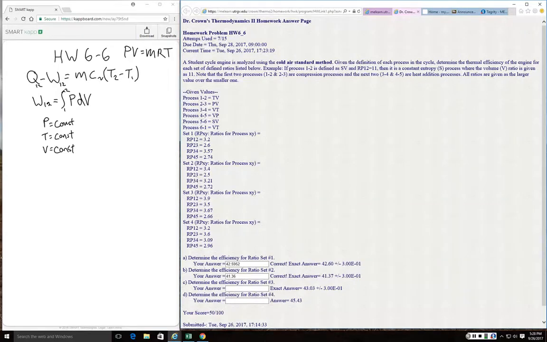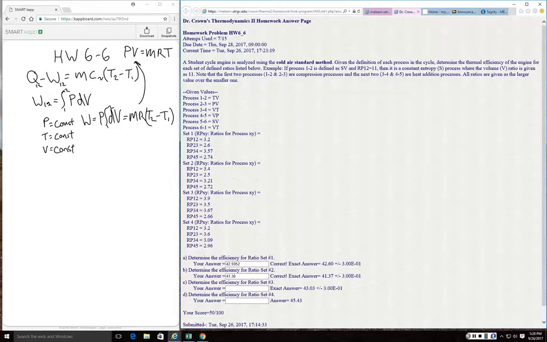Then the pressure could come outside the integral. So I have P integral dV, which gives me, from 1 to 2, P2 V2 minus P1 V1. And if I note up here that PV equals mRT, I'm going to simplify this and replace PV with mR T2, and since T1 is also multiplied by mR, T2 minus T1. So it's mRT2 minus mRT1.